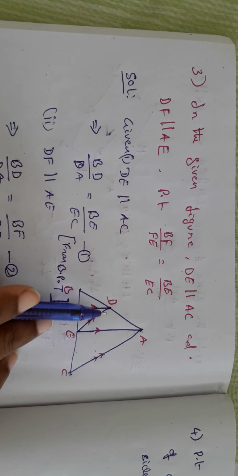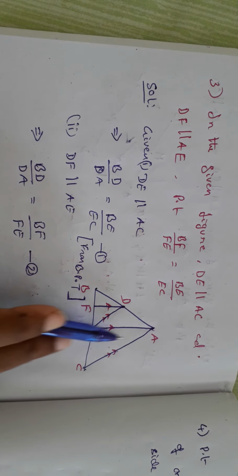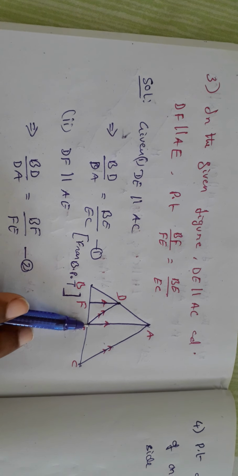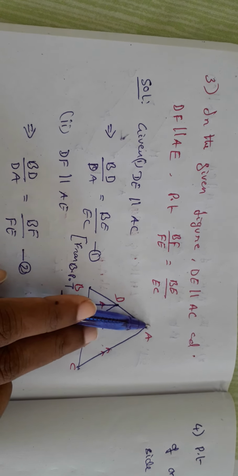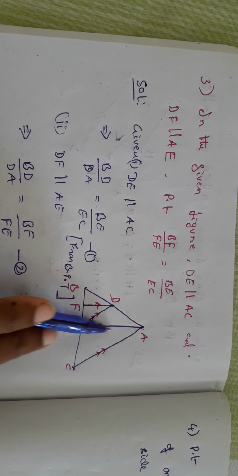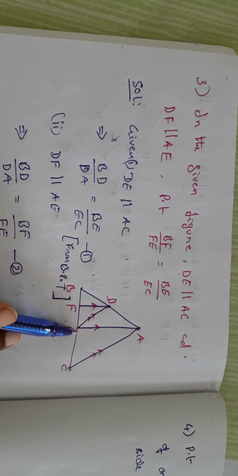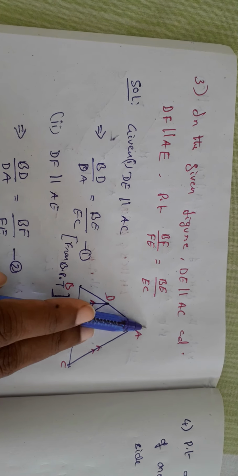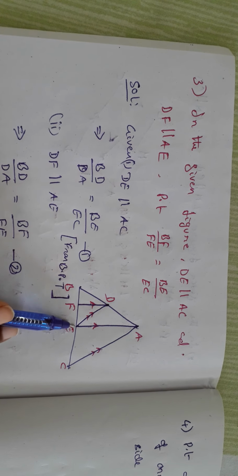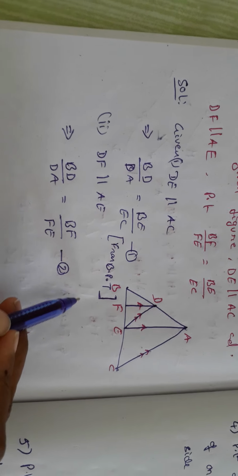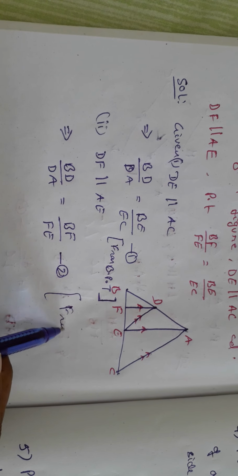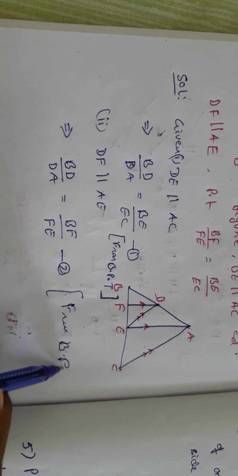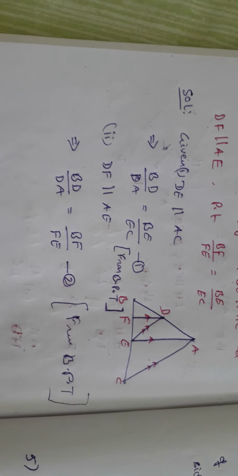Now again DF is parallel to AE. So you are going to take only this part of the triangle, not the complete triangle. This triangle you are taking, the triangle BFA. So therefore BD by DA is equal to BF by FE. So that is also again from BPT, the basic proportionality theorem.